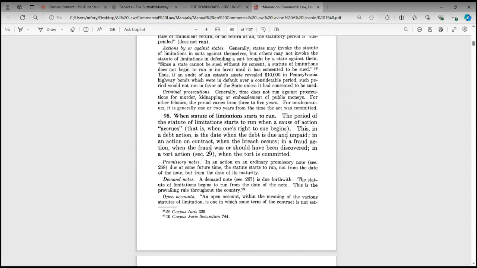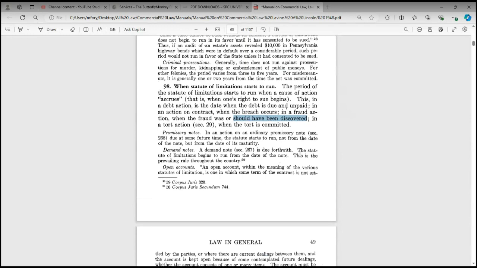When the fraud was or should have been discovered. Well, then again, it says fraud was discovered. So say the fraud happened 10 years ago, but you discovered it now, would that work as the timer? Because this right here could be big. Like you being an accountant or something, you should have discovered it. You know what I'm saying? If you are a competent accountant.